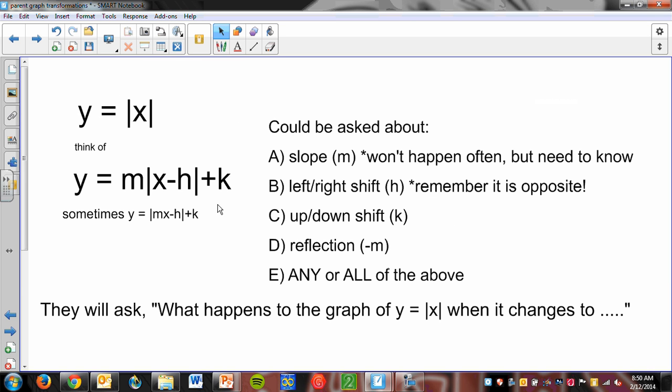Absolute value. As long as you remember insides left and right and backwards, outsides up and down, and a negative in front could reflect it, you'll be fine. Because what they're going to do is they're going to say what happens to the graph of y equals absolute value of x when it changes to, and it'll give you a possibility. It could shift both ways. It could be negative, could be positive.